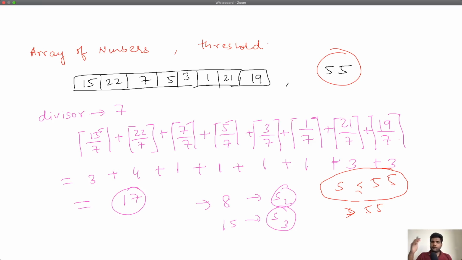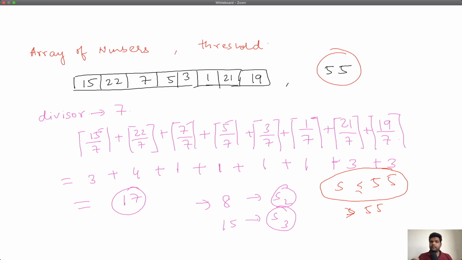So for all the divisors, you will keep getting sums S1, S2, S3, S4 and so on. Out of all these Si's, some of them will be less than or equal to the threshold, some of them will be greater than the threshold. Out of all the divisors that gave you a sum less than or equal to the threshold, you have to find out the smallest such divisor. Right? That's basically the question.